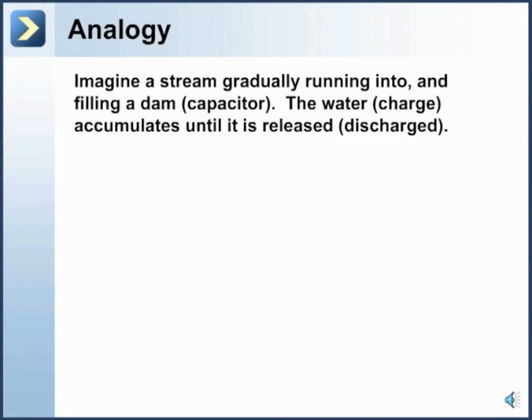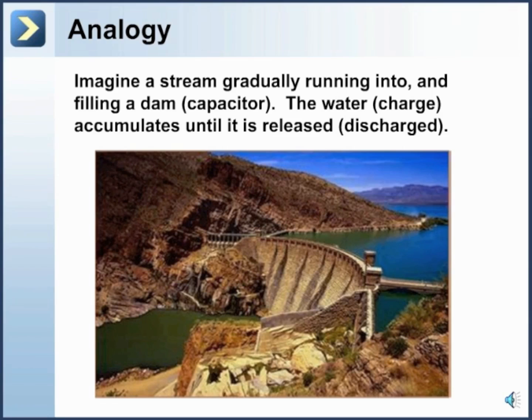So, an analogy for discharges. Imagine a stream gradually running into and filling a dam, which would be like a capacitor. The water, or the charge, accumulates until it is released, discharged. That would be like the dam bursting, and all that water goes gushing forth. That's what a capacitor discharge is like.